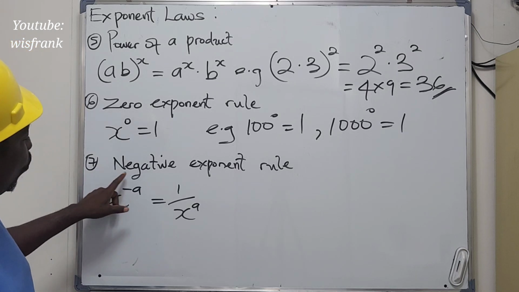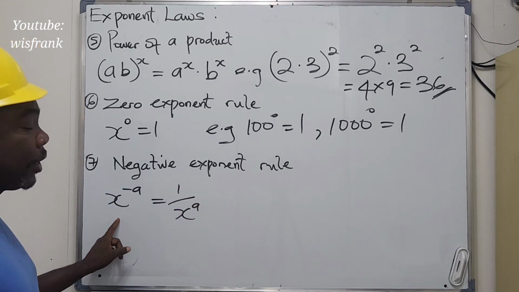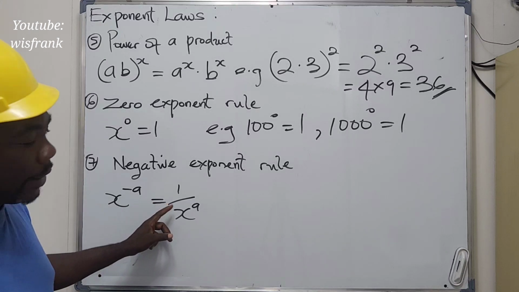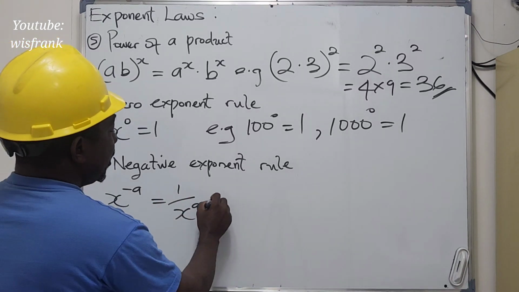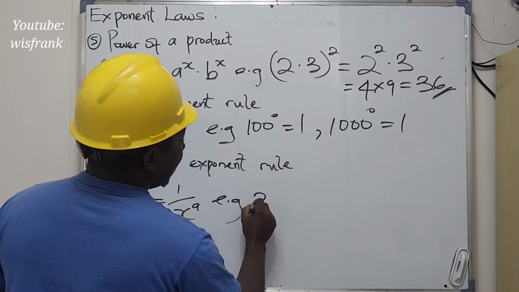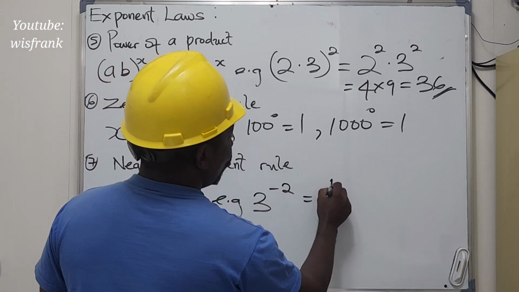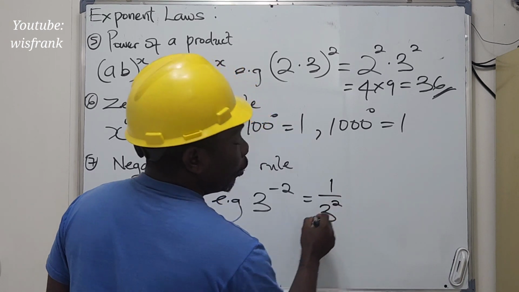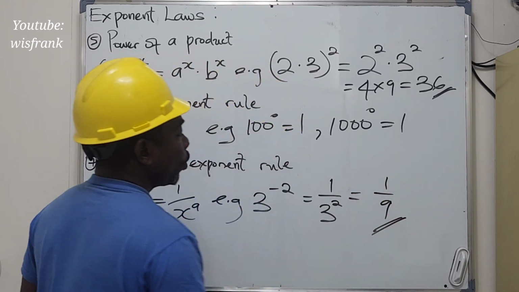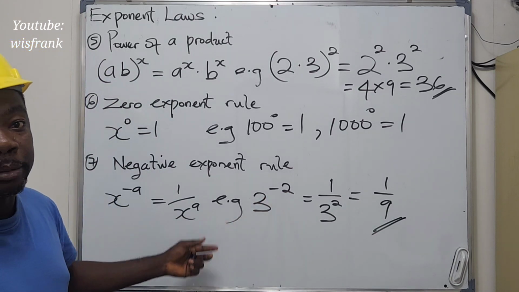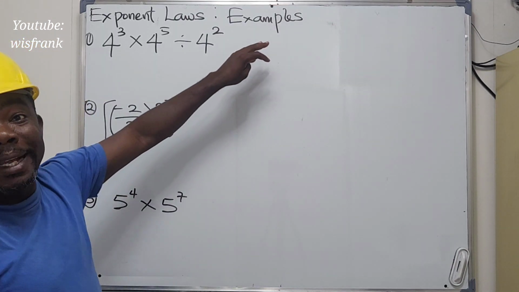The seventh one is the negative exponent rule, where we have x to the power of minus a, which is the same thing as 1 all over x to the power of a. In this case, when we have 3 to the power of minus 2, it is the same thing as 1 all over 3 to the power of 2, which is equal to 1 all over 9. So this is the answer of this expression. The next one we are going to take is the exponent laws example.